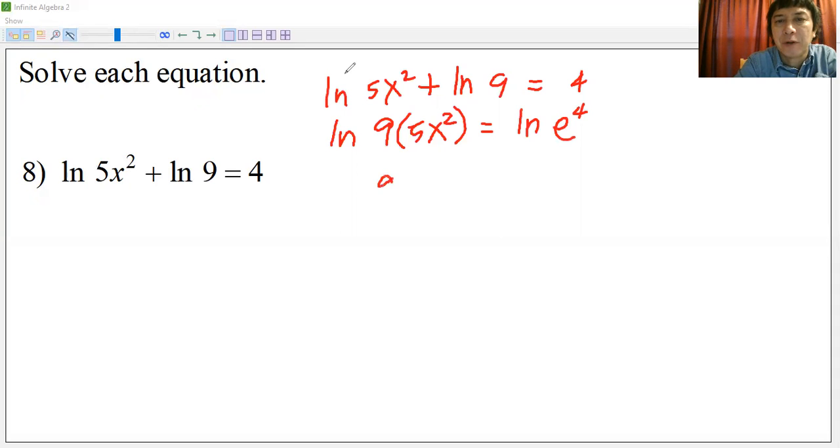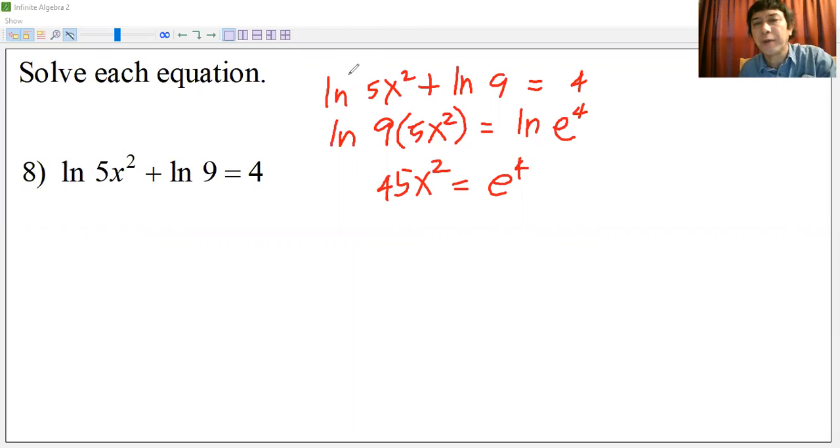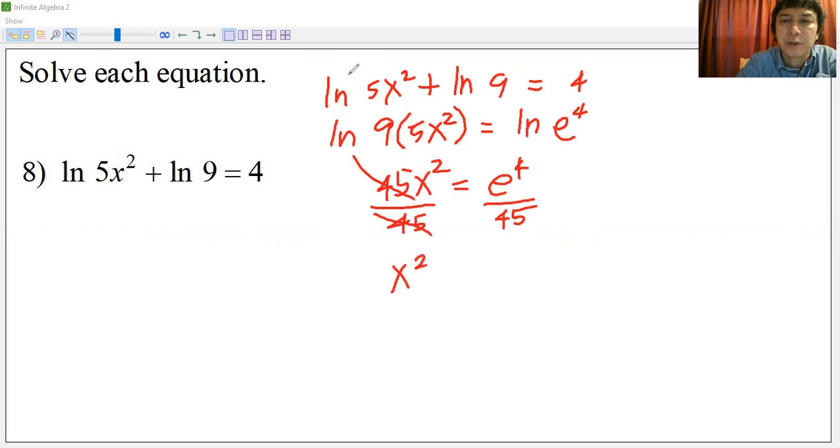That means we have 9 times 5. Let's just make that 45. 9 times 5 is 45. This is 45x squared equals e to the 4, removing the ln's. And so we shall divide by the 45 here, and we'll be able to have the x. Divide both sides by 45. And this cancels out. We will now have just x squared equal to e to the 4 over 45.